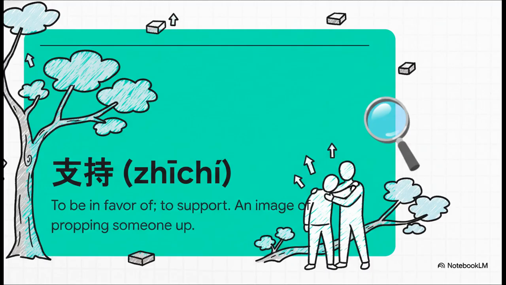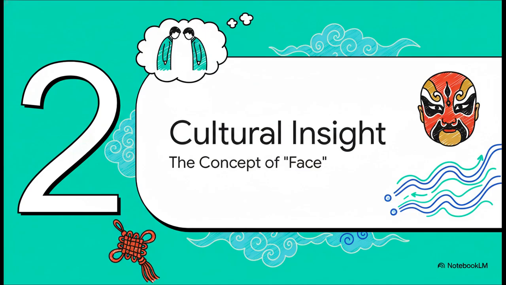And finally, to support, 支持. The first character, 支, can mean a branch. The second one, 持, means to hold or to sustain. And together, they create this incredibly vivid image. I want you to imagine a young tree in a storm. You are the stake that props it up, holding it steady so it doesn't break. That is what 支持 means. It's an active, stable, and foundational kind of support. Beautiful, isn't it?